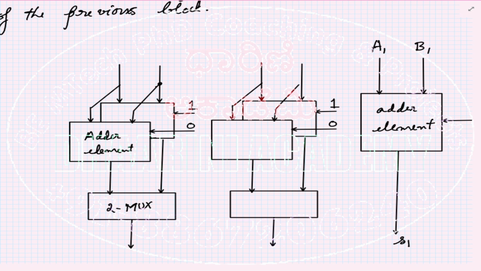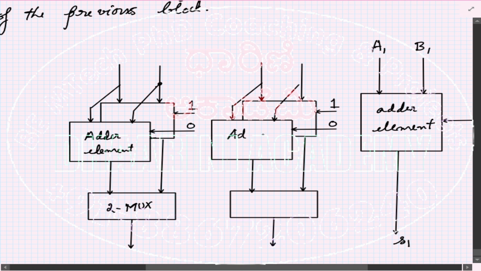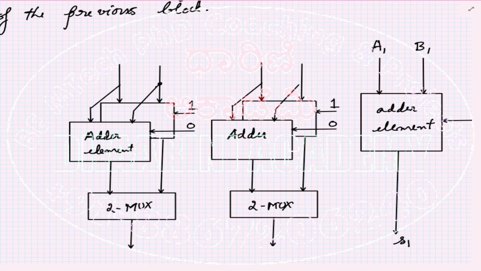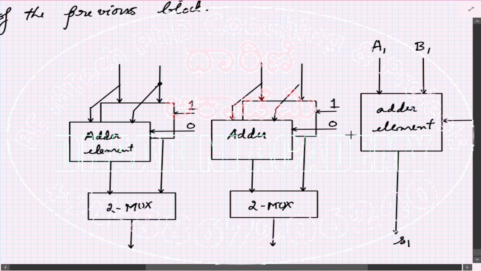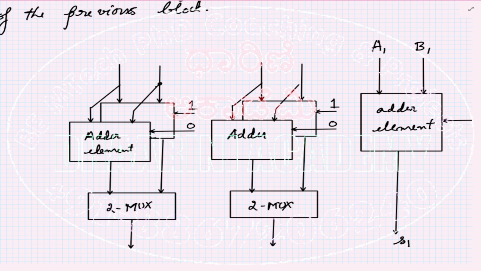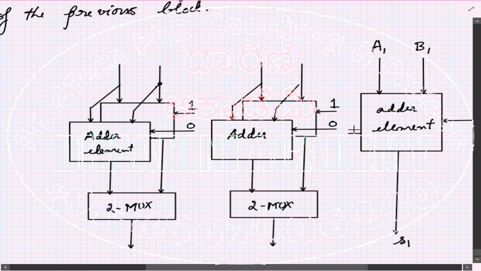Okay, so now let's make the connections for the second block as well. So this is the adder, and this is a two input MUX. Now see the connection. From the previous stage, we have a carry that is coming out, right? So this is that carry, the carry which comes from the previous stage. Now we are going to use that itself as the select line for them. So now you see this is connected to this as a select line. So I'll write this as C1.